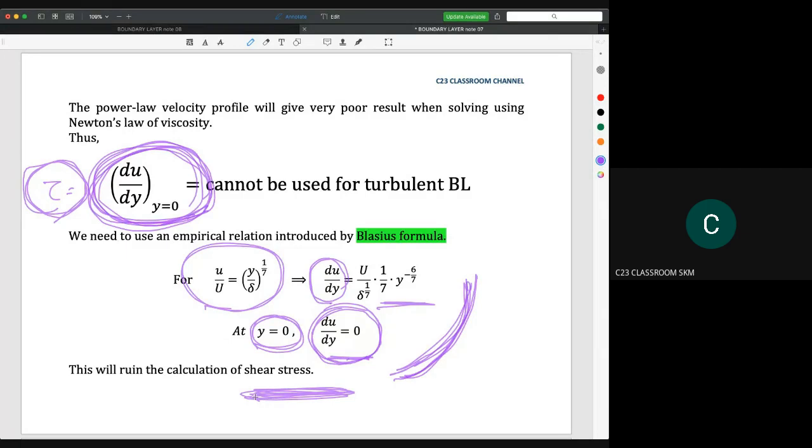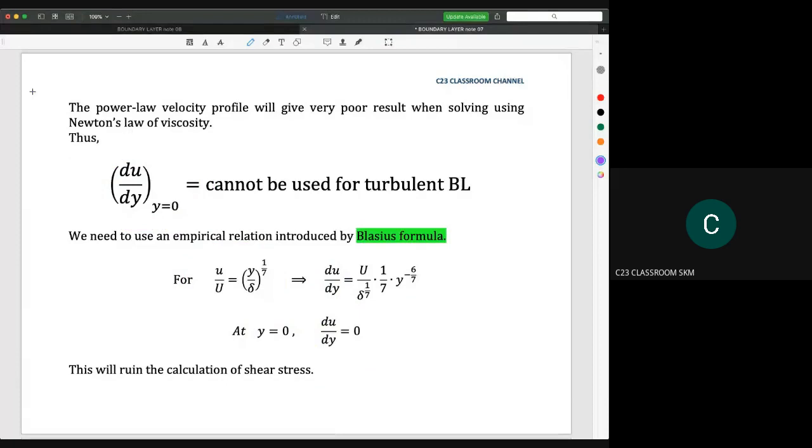So the calculation is correct, but it cannot be used. Okay, please remember this one. In turbulent boundary layer, we are not using Newton's law of viscosity. So this is very important.